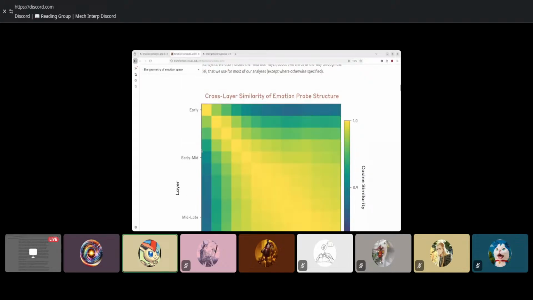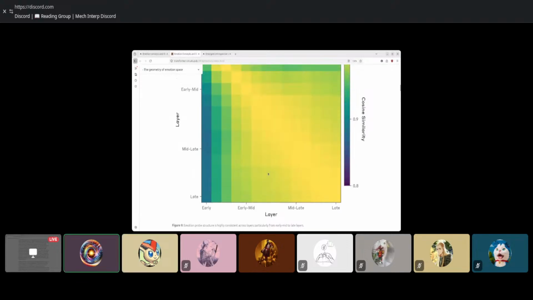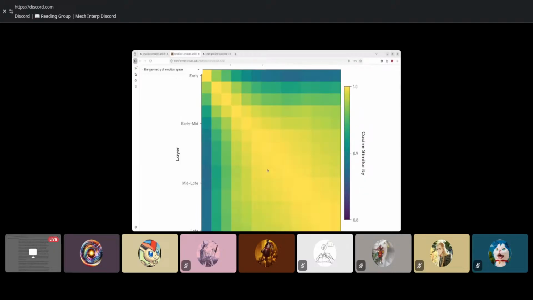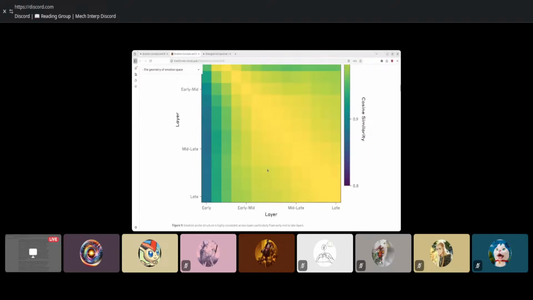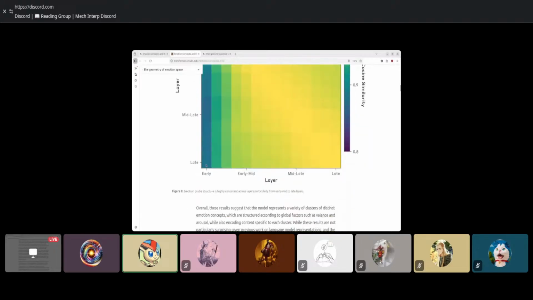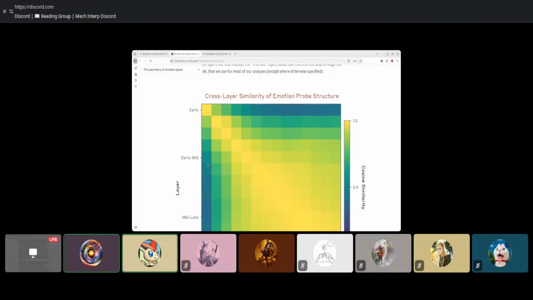Also, I find it funny that they put early, mid, late because they don't want to say how many layers Claude has. It's probably a few hundred layers or something, like 100 layers.